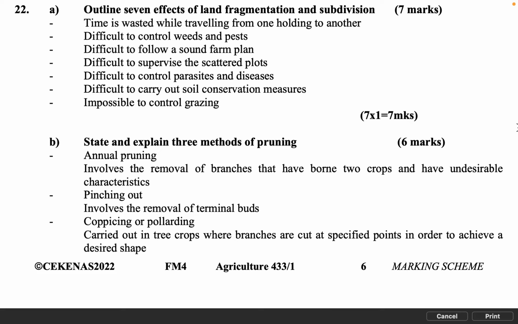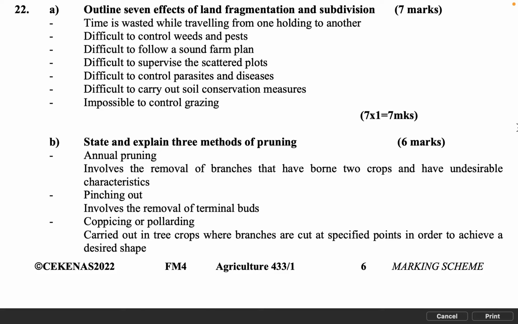Time is wasted while traveling from one holding to another. Difficult to control weeds and pests. Difficult to follow a sound farm plan. Difficult to supervise the scattered plots. Difficult to control parasites and diseases. Difficult to carry out soil conservation measures. Impossible to control grazing. 7x1 equals 7 marks. B. State and explain 3 methods of pruning. 6 marks.